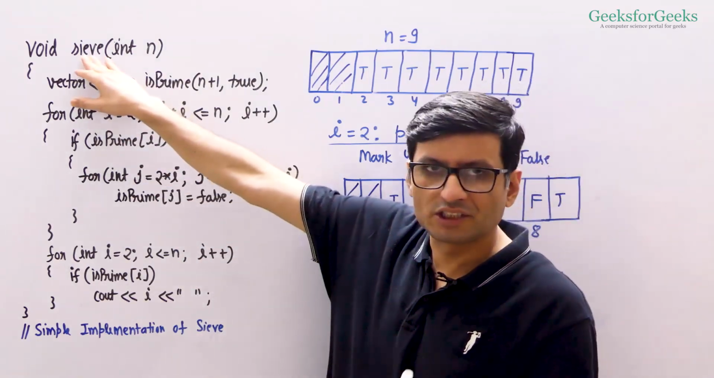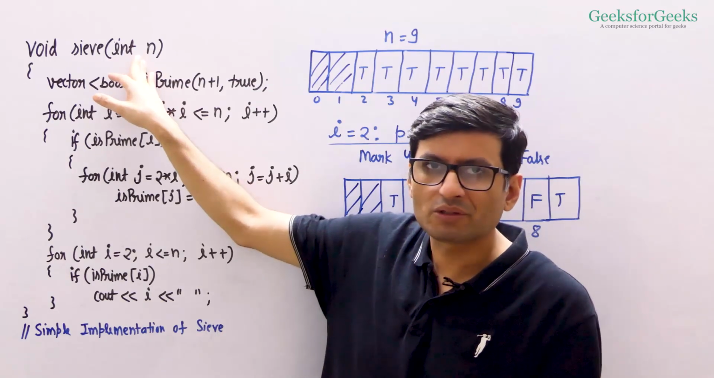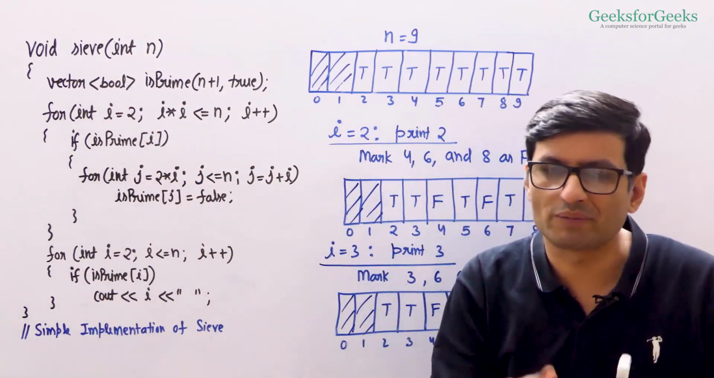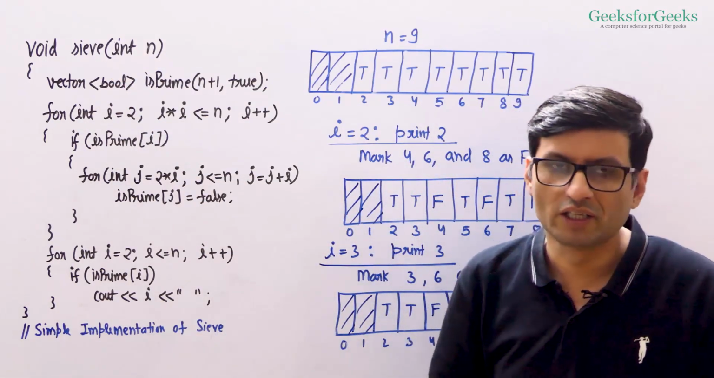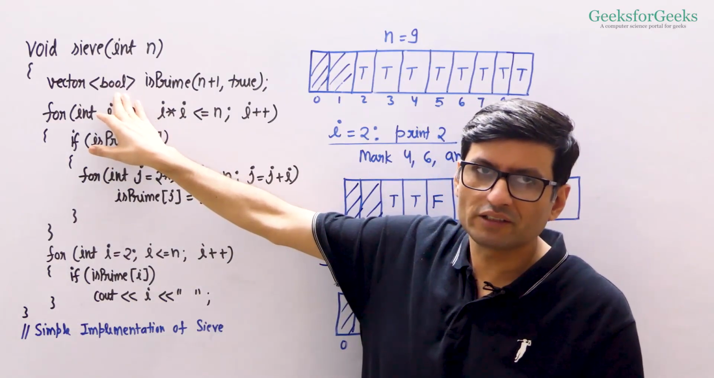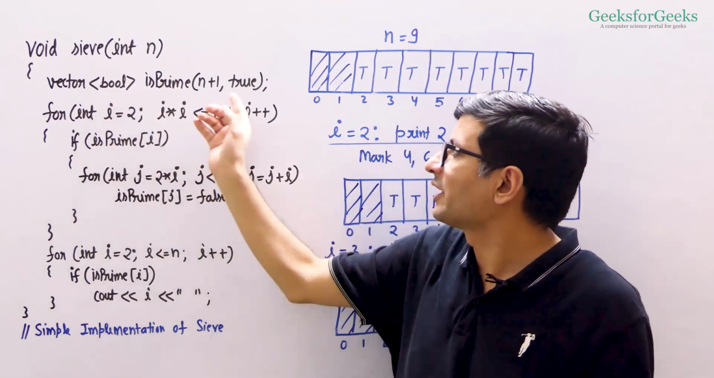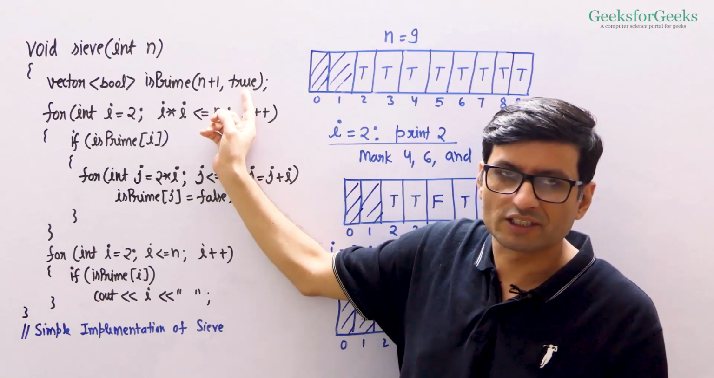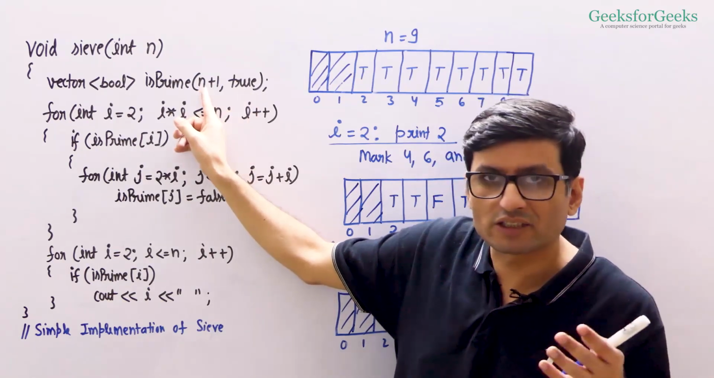We have a function sieve that takes a number n as input, and this function prints all the prime numbers from 0 to n. What this function does, it first creates a Boolean array, right? We're creating a Boolean vector, and all the values in this vector are initialized as true. And the size of this vector is n plus 1.